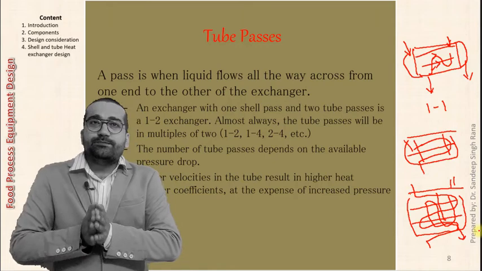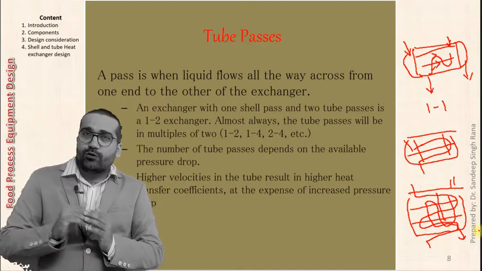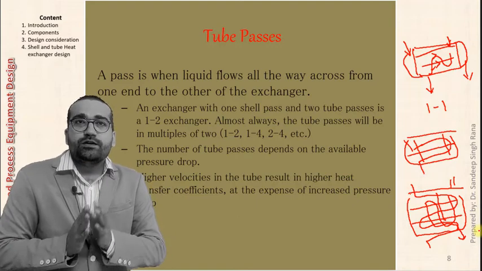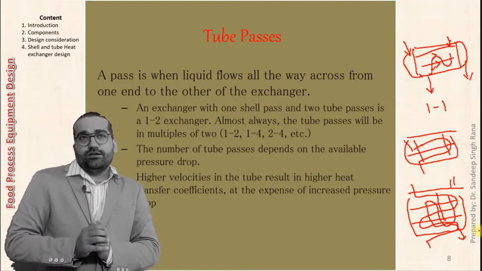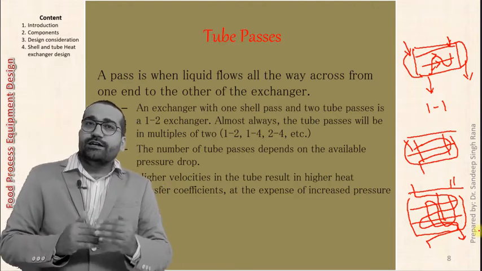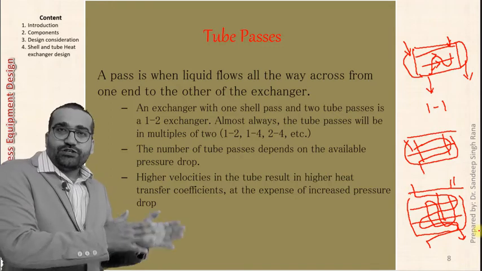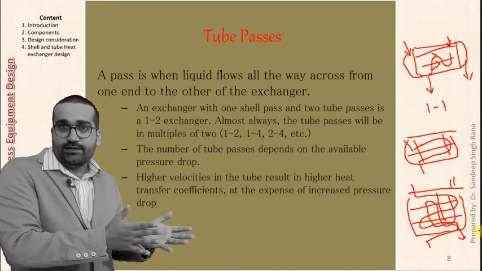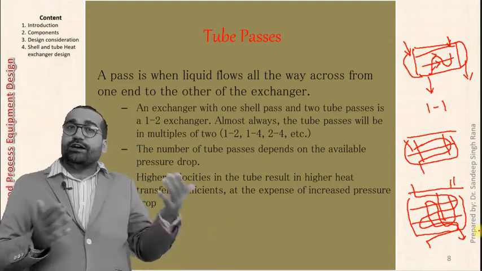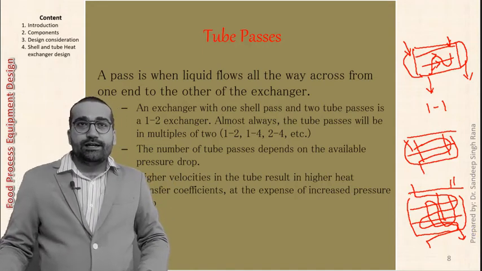The number of tube passes depends upon the available pressure drop. If our fluid is traveling more distance, the pressure drop will be high. A higher velocity in the tube results in higher heat transfer, and it also increases the U value, the overall heat transfer coefficient. But again, we have to compromise with pressure, as the pressure drop will be very high. So pressure drop and U value are interrelated to each other. Coming to the next slide.